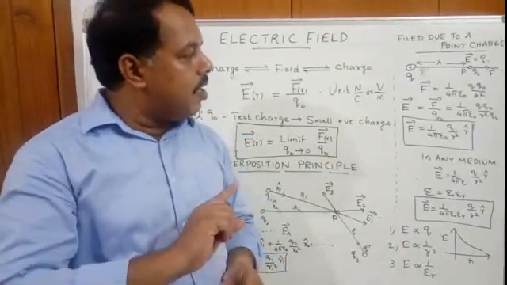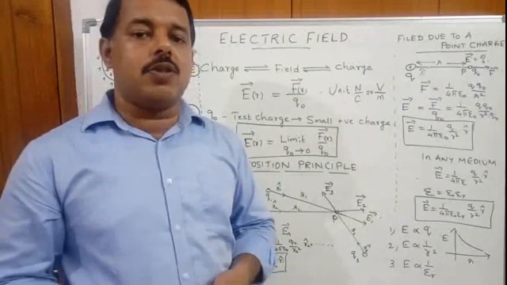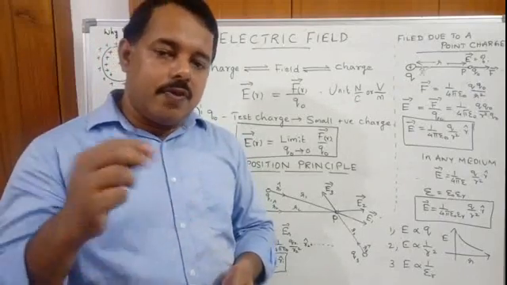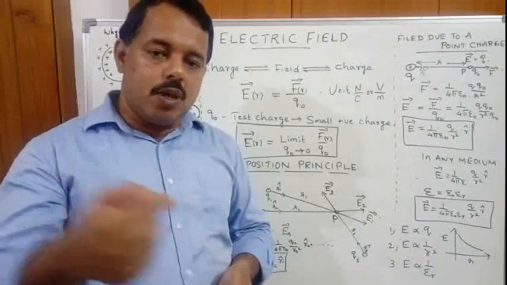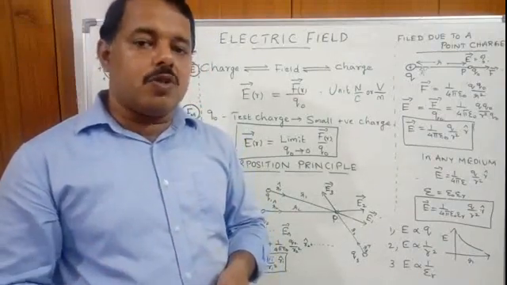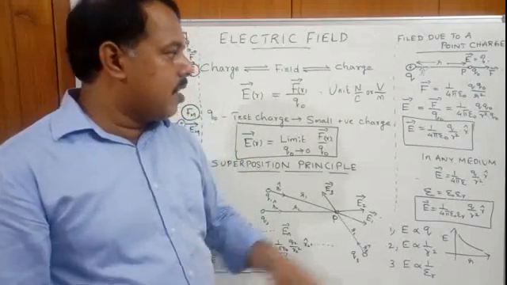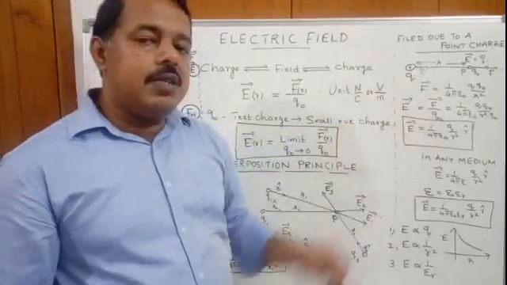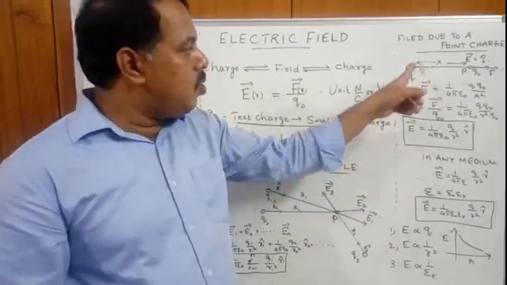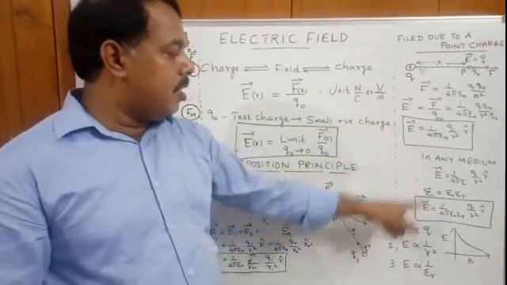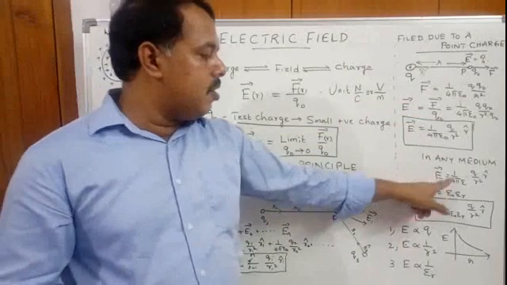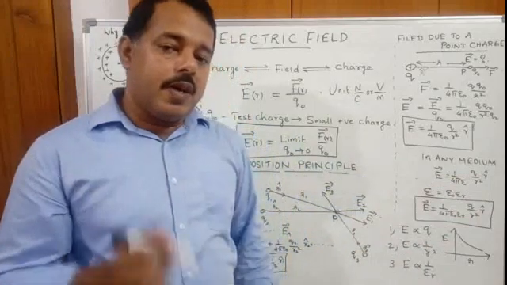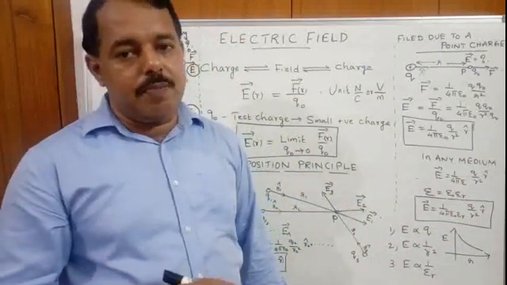If it is a positive charge, the electric force will be outwards and the electric field also will be outwards. On the other hand, if the source charge is a negative charge, the force on a test charge will be inwards towards the negative charge, and the electric field also towards the negative charge. Now this equation is applicable only if the charge is placed in air or free space. If the source charge is placed in any other medium, the equation for electric field intensity is E = 1/(4πε) Q/R² into r, where ε is the absolute permittivity of that medium.